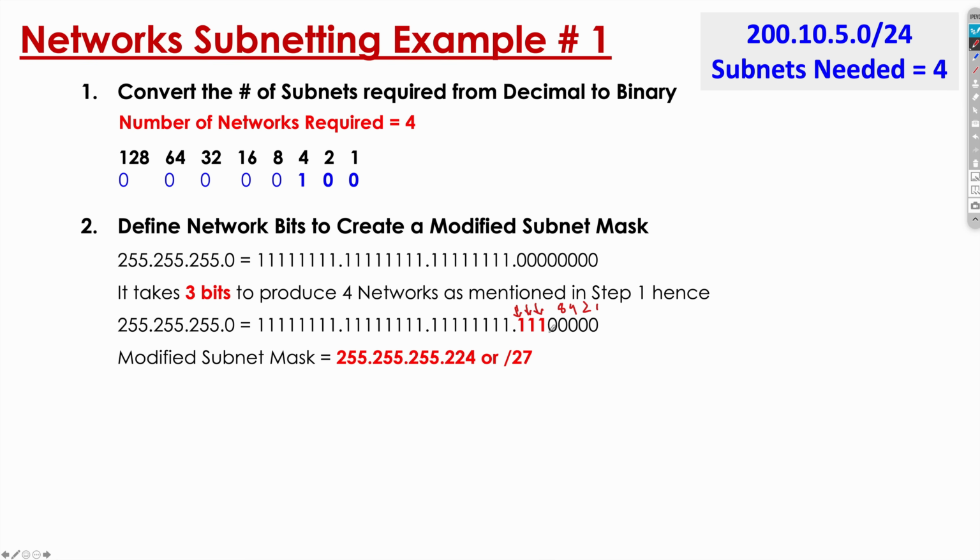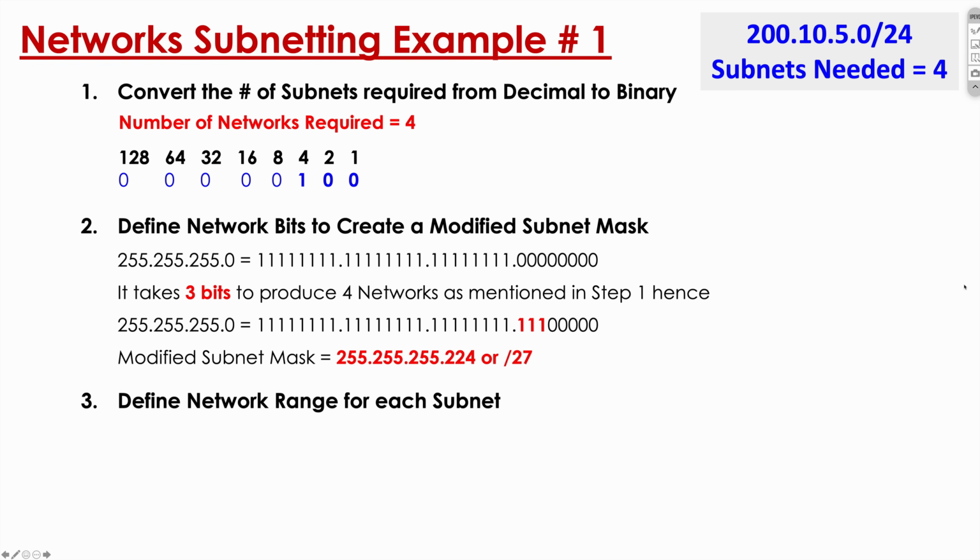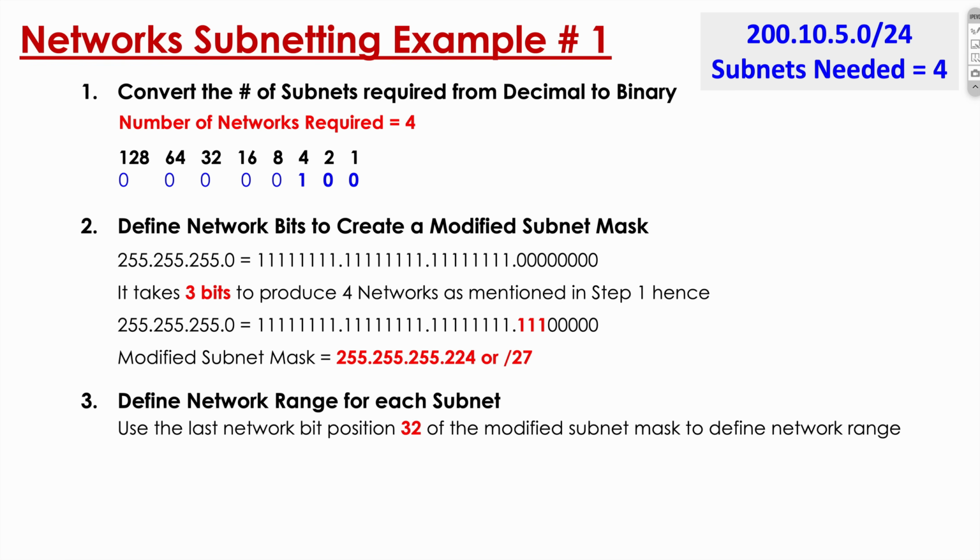If you add all that up, that equals 224. Third and the final step is we define the network range for each subnet. How do we do it? Well, we focus on the last network bit. So if you guys remember, this was our last network bit. This last network bit position, what's this position here? Let's blow it up a little bit.